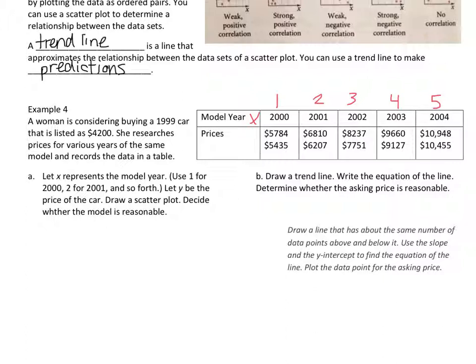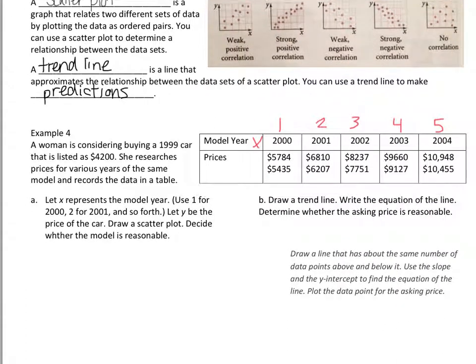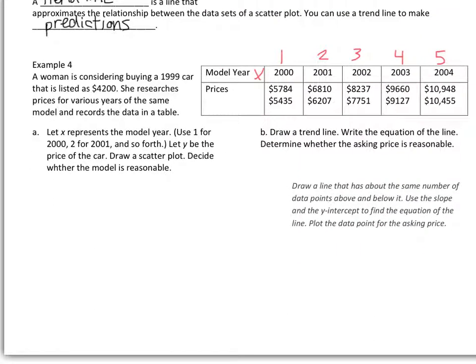When you've got giant numbers, you can replace them as long as you make a note like this of what it represents. It says let Y be the price of the car. There's our Y. And now we have to draw a scatter plot.